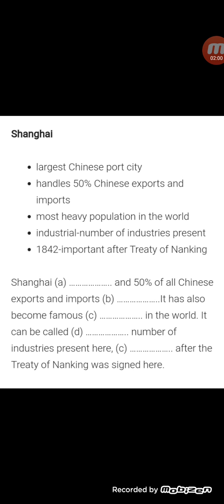And for the next one it is given: 1842, important after the Treaty of Nanking. Here, A, B, C, D and E, a total of 5 blanks are given and 5 points are given. So use your mind and make your proper option for the answer given for each blank. Shanghai dash and 50% of all Chinese exports and imports dash. So let's read the options for the A blank.